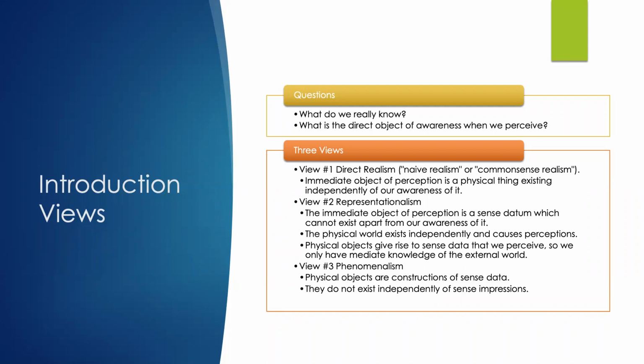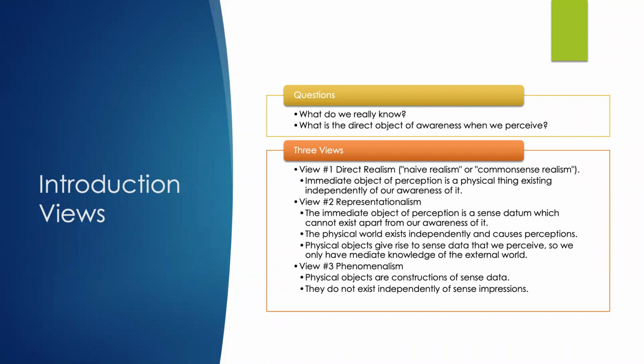This is the kind of view that people have, like kids, before they're exposed to science and philosophy. If you ask a kid where your backpack is, they'll say it's there. Where is the color? They'll say it's there. So the idea is that what you're perceiving is literally the object. You don't have a perception of it. There are just objects. And this is apparently how we think before we get corrupted by science and philosophy.